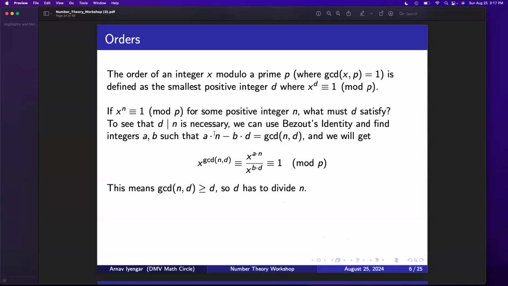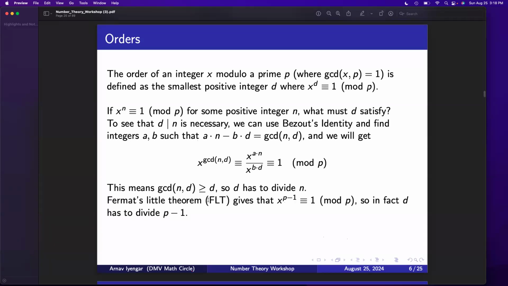You're going to find integers a and b where an minus bd is equal to that GCD. But you get that x to the power of that GCD of n and d is equal to x to the power of an over x to the power of bd. However, both x to the an and x to the bd have to be 1 mod p. So the quotient also has to be 1 mod p. But this means that x to the power GCD of n and d has to be 1 mod p. So the GCD of n and d has to be greater than or equal to the order. But this is going to be impossible if d doesn't divide n.